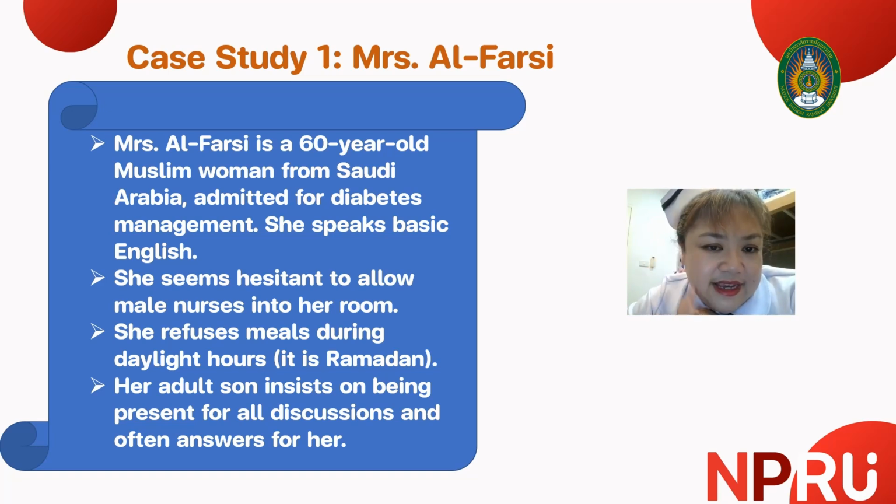Mrs. Al-Farsi is a 60-year-old Muslim woman from Saudi Arabia admitted for diabetes management. She speaks basic English. She seems hesitant to allow male nurses into her room. She refused meals during daylight hours. It is Ramadan. Her adult son insists on being present for all discussions and often answers for her.